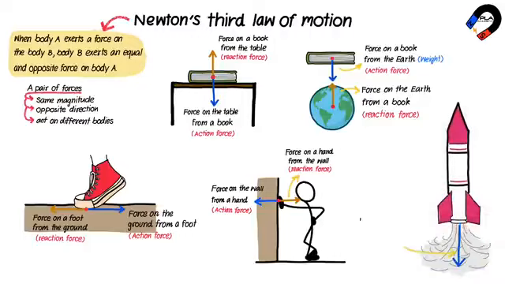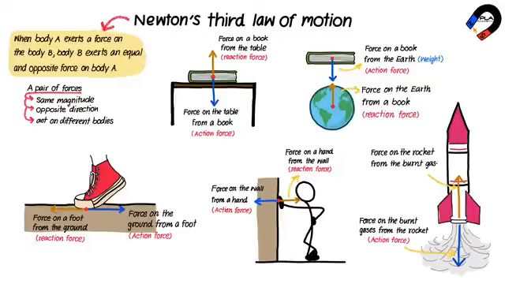A rocket exerts a downward force on the burnt gases. This is the action force. The burnt gases also exert an equal and opposite force on the rocket in an upward direction. This is the reaction force.